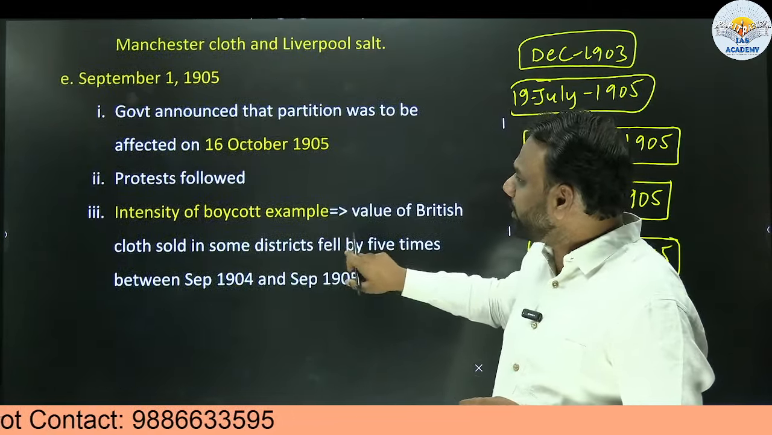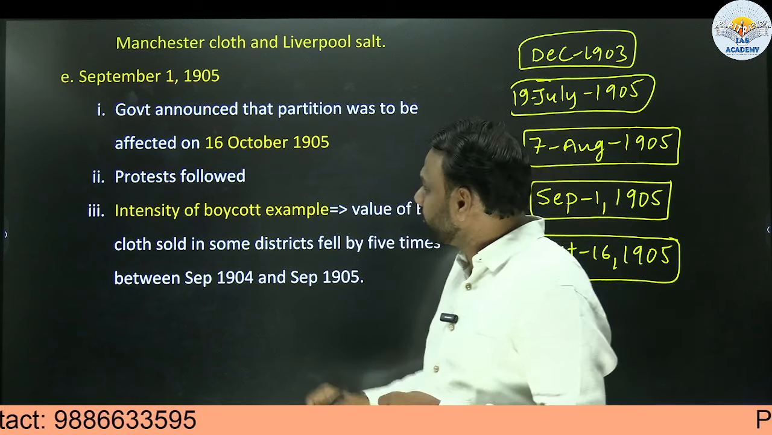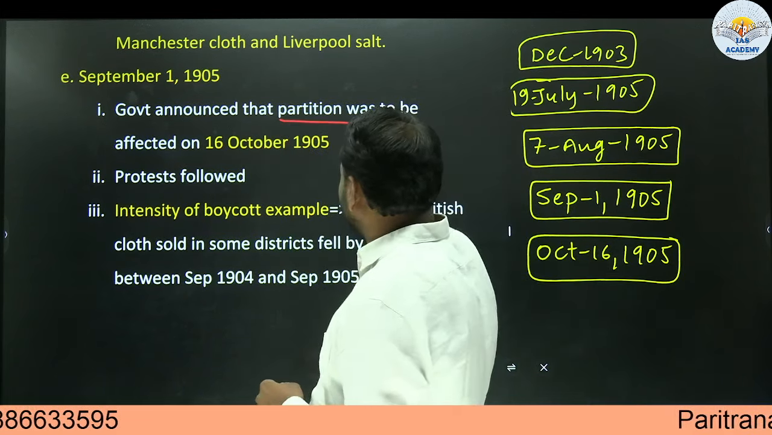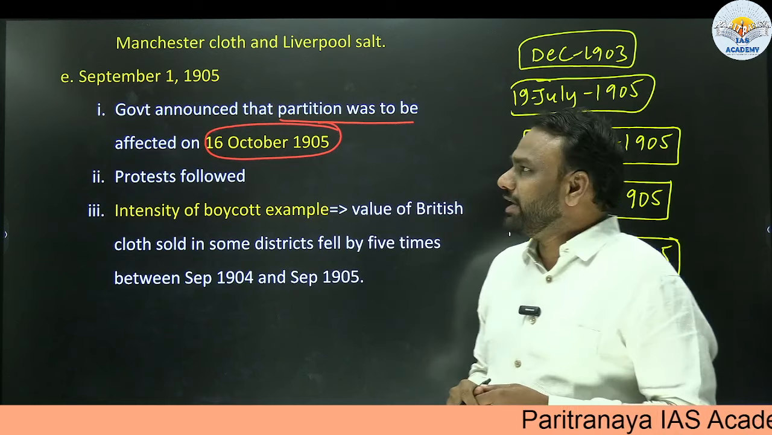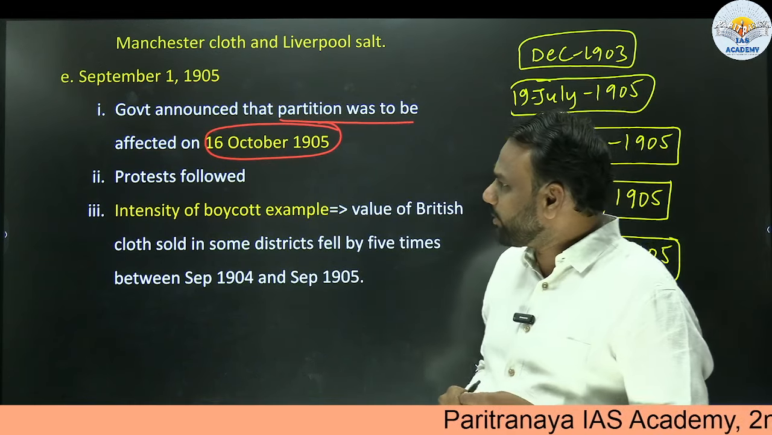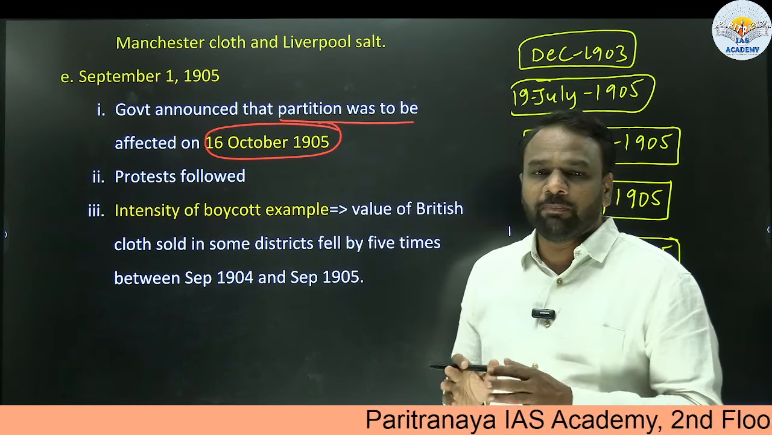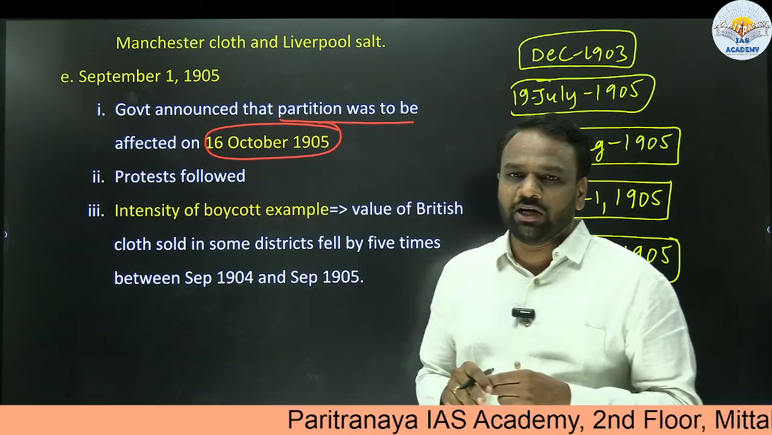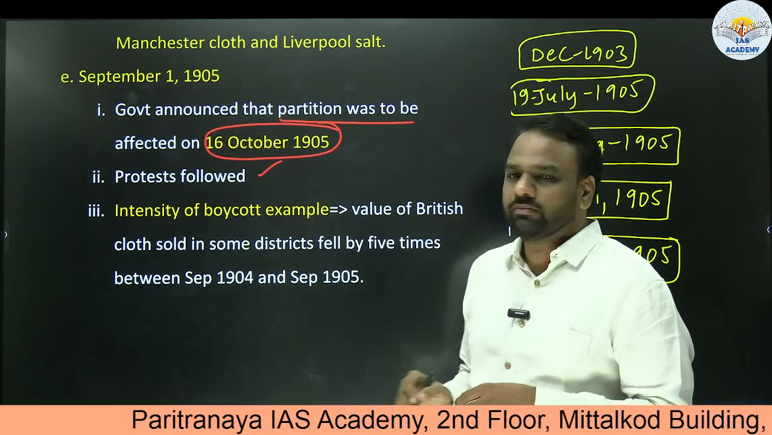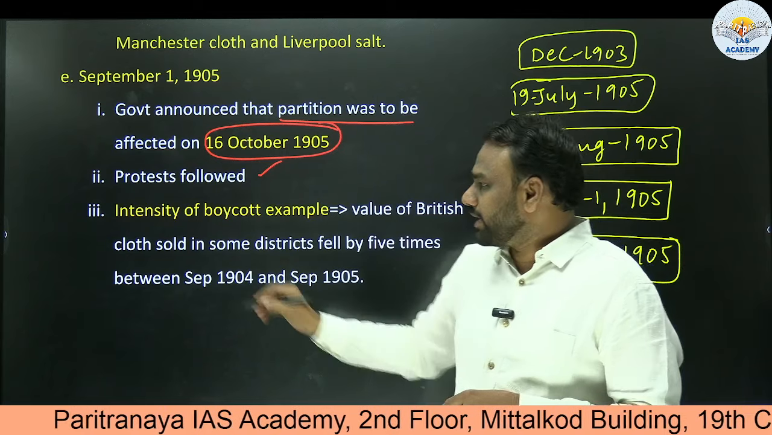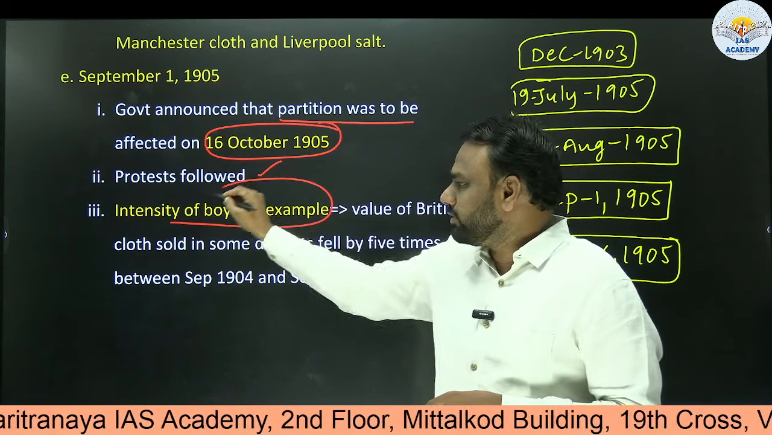Next, September 1, 1905. Government announced that the partition was to be effected on 16 October 1905. So finally, on September 1, 1905, government announced that partition will take place on 16th October. Again, following this, protests started.